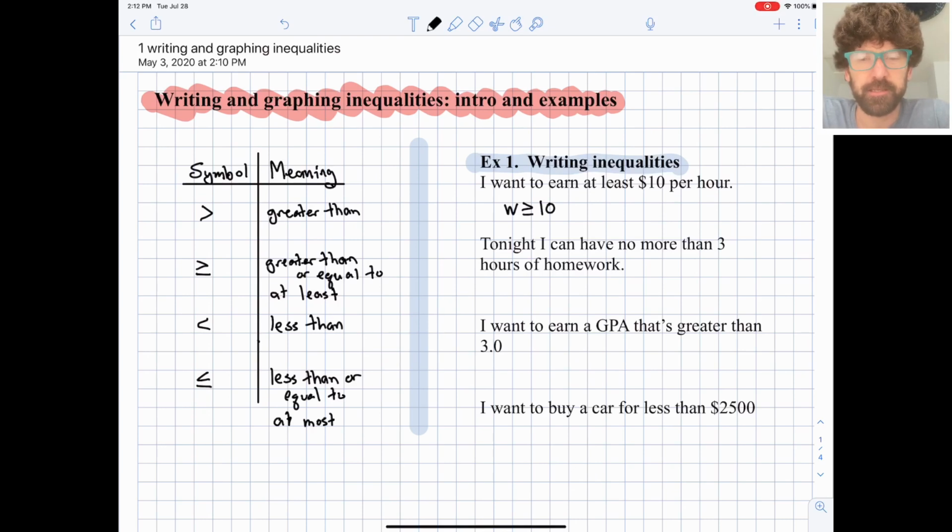And just as a reminder, it might be obvious to you, but I think it's important to be explicit here that when we're working with an inequality, there are usually, maybe always, an infinite number of solutions. So I want to earn at least $10 per hour. $10 works. $10.01 works. $20 works. $35.50 works. So there are an infinite number of possible wages that earn at least $10 per hour.